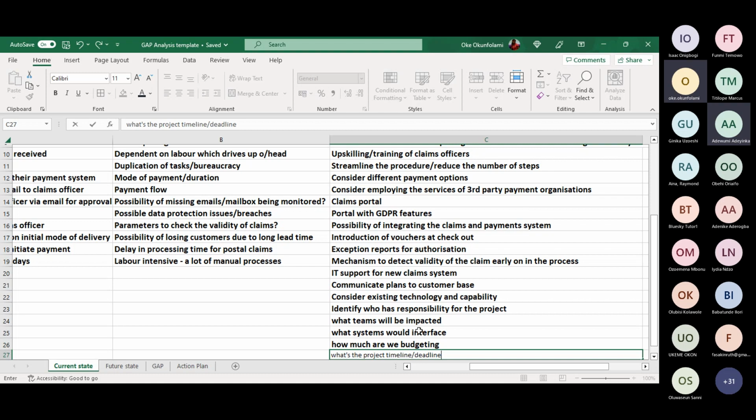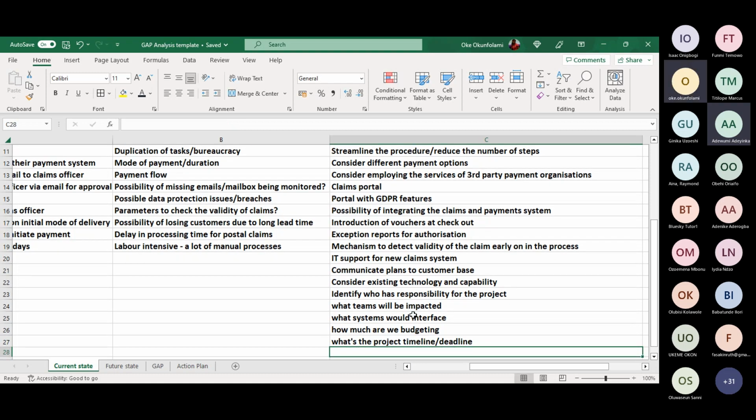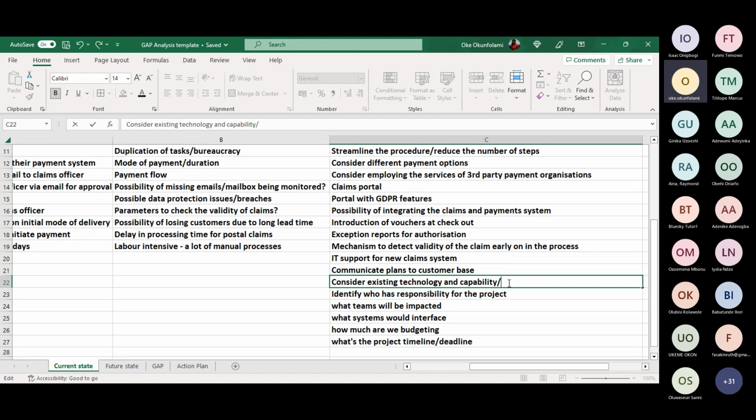How are we looking to employ an external party to fix it, or do we have in-house? So that was why we said consider existing technology and capability. So in-house capability or external resource. External party. Okay.